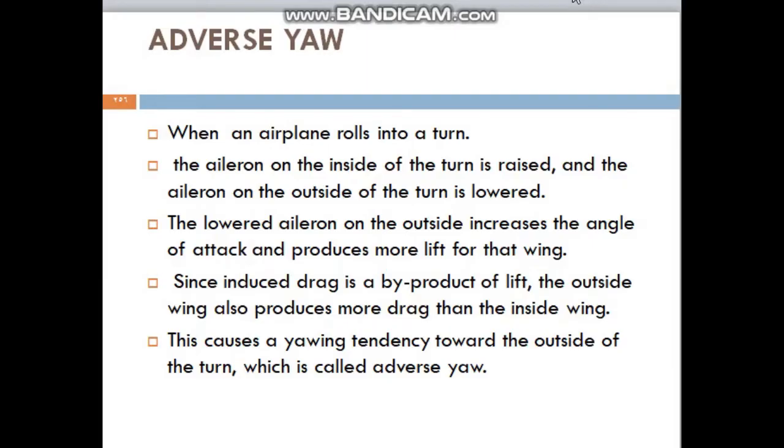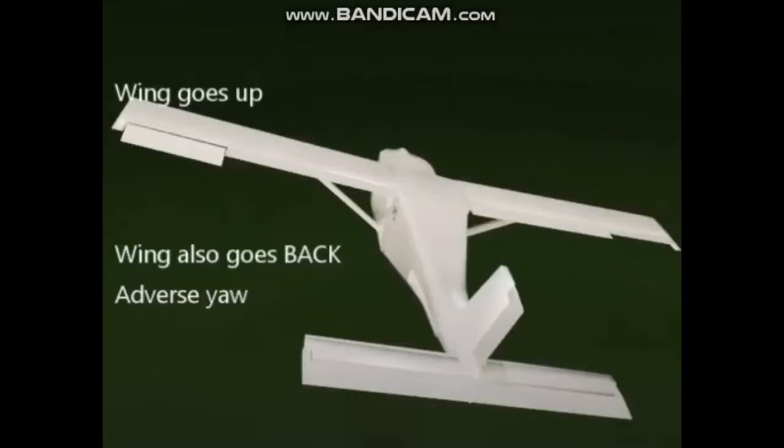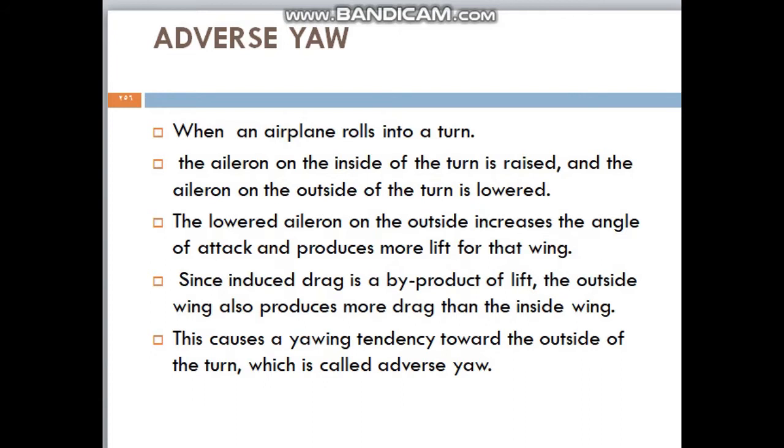The lowered aileron on the outside increases the angle of attack and produces more lift for the wing. Since induced drag is a byproduct of lift, the outside wing also produces more drag than the inside wing. We can see together here the outside wing, which goes down, will make more angle and increase the drag more than the upper wing. This causes a yawing tendency toward the outside of the turn, which is called adverse yaw.